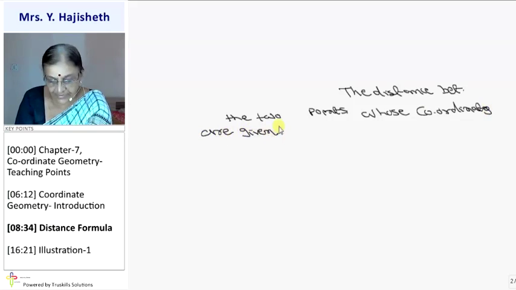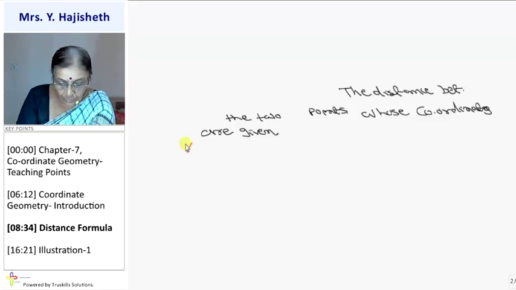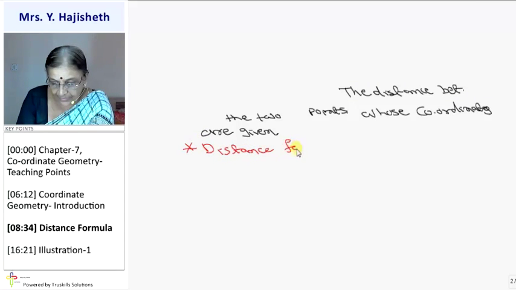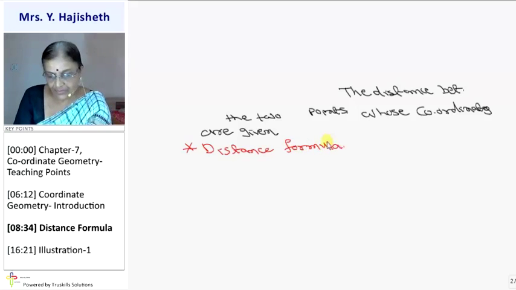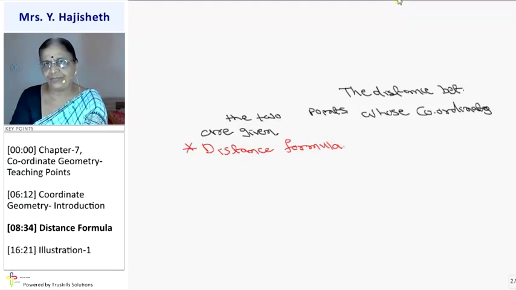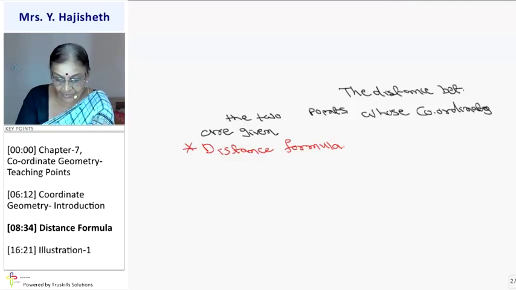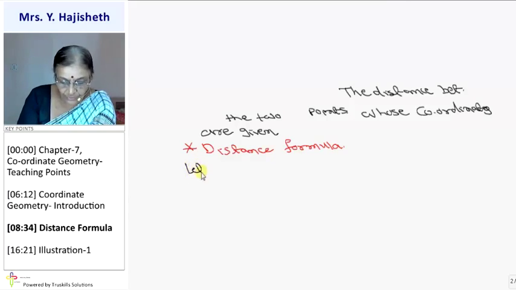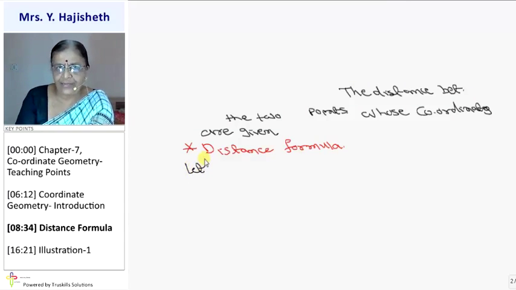First concept in 10th standard we are going to learn is how to find out the distance between 2 points whose coordinates are given. So the first theory is the distance formula. Derivation is not in your course, but I will give you a rough idea how it can be derived, okay? You have to remember only the formula and the sums based on it.